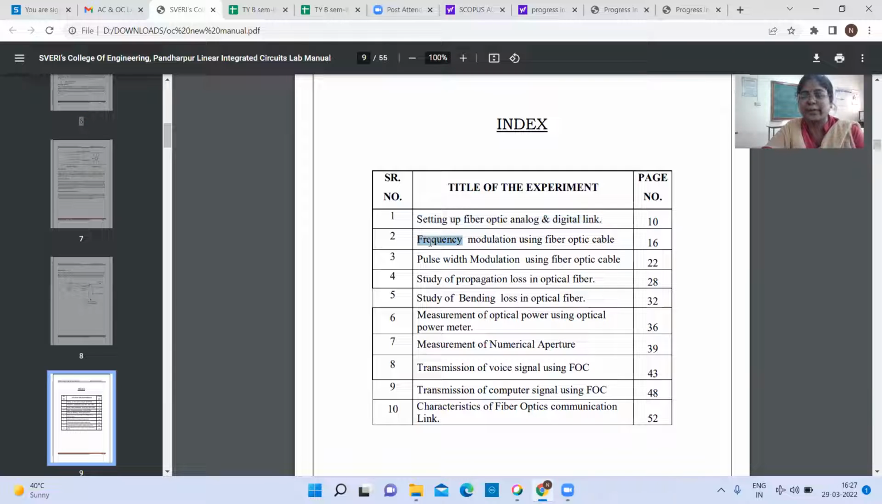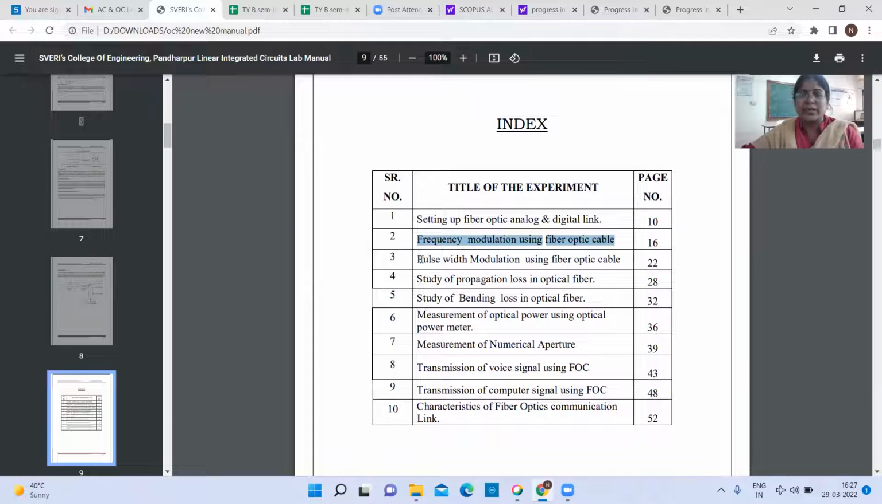Then the second experiment is frequency modulation using fiber optic cable. Frequency modulation using fiber optic cable means we are going to generate an FM signal, and that FM signal we are going to transmit through the fiber optic cable. That is the second experiment.